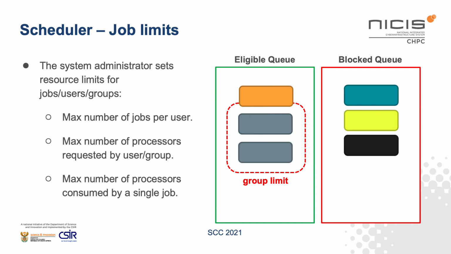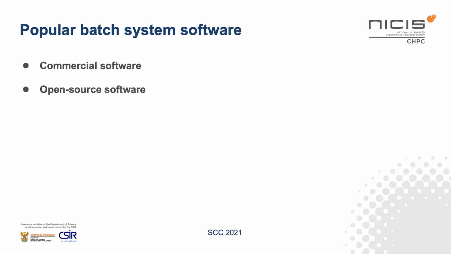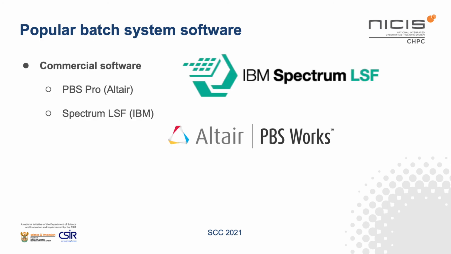As you can see, there is a lot you can do with schedulers. Before we dive into the next video and discuss job scheduling policies, let me introduce some popular batch scheduling software used by many HPC centers. There are two main streams of workload management software, commercial and open source software. Commercial software must be purchased. Two common commercial options are PBS Pro by Altair and Spectrum LSF by IBM.